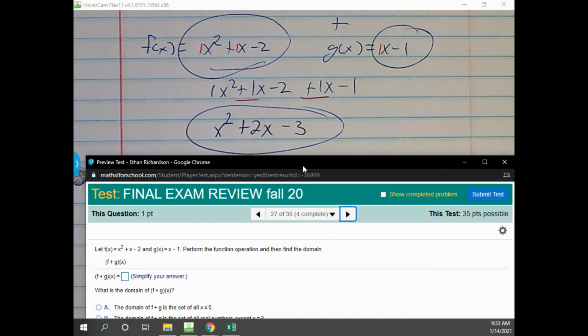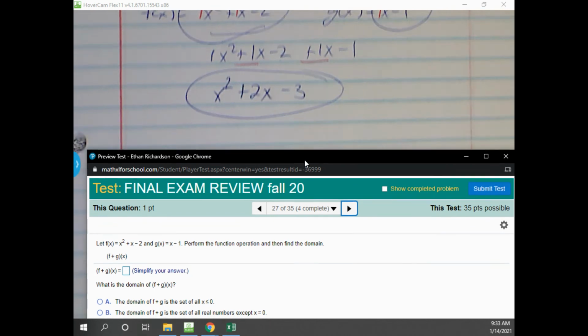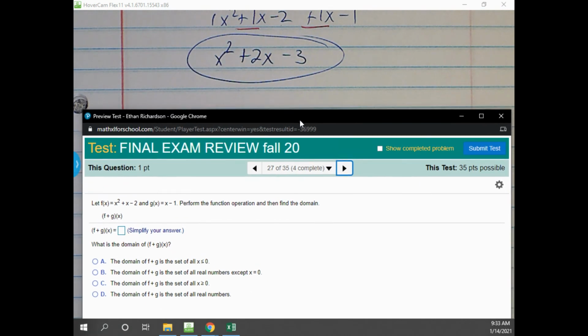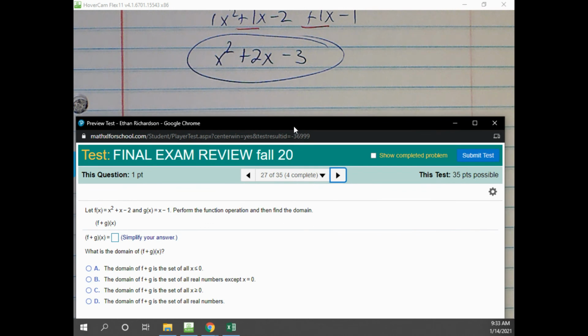Okay, second part. It talks about the domain. As long as there's no fractions and no square roots, the domain is all real numbers. The only time we get any restrictions on the domain is when we get less thans or greater thans if it's got a square root in it. If it's got a fraction, then we start leaving numbers off. But there's no fractions and no square roots, so this one would be all real numbers.